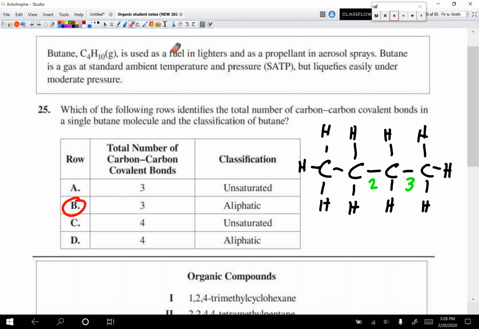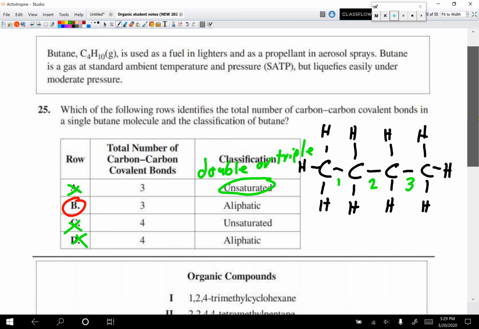So that's how I knew this answer should have been either answer A or B, right? So I could have easily scratched out C and D. Now when it came down to if it's unsaturated or aliphatic, unsaturated, remember, this means double or triple bonds. Of course, butane, an alkane, doesn't have that, so I know it can't be A, therefore it must be aliphatic, which by definition, aliphatic is just hydrogen and carbon.